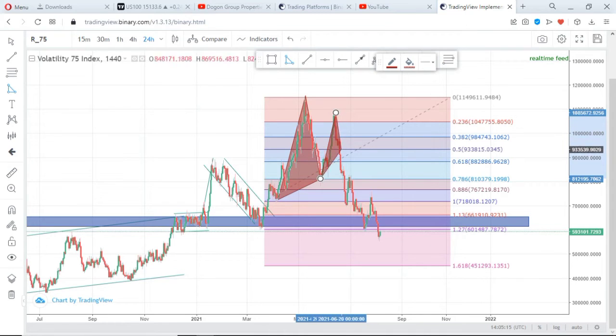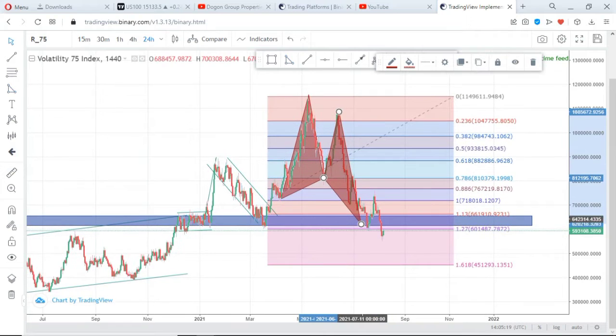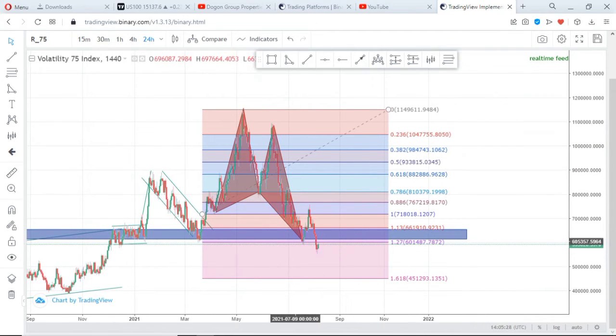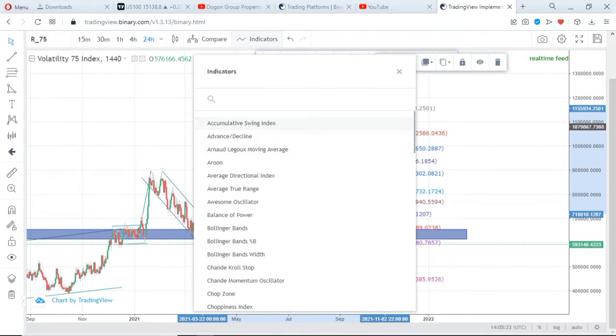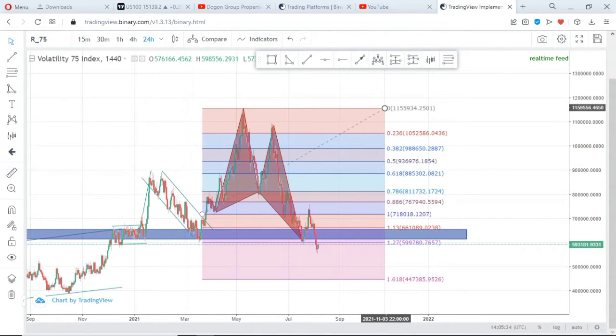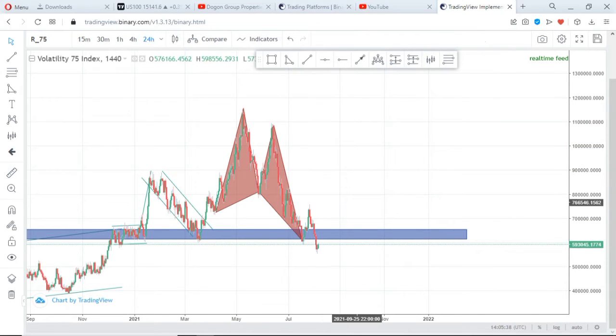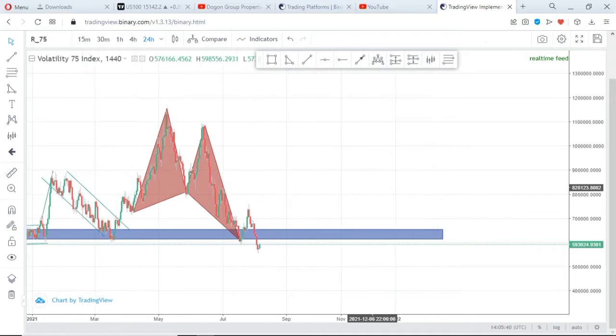So once you get your C, we're going to where? To your D point, where the pattern is valid. We get what we call a butterfly pattern. Once you get your butterfly, that's where you check for your entries, guys. But once it gets to your D point, you don't just enter there. What you look for now is entries.